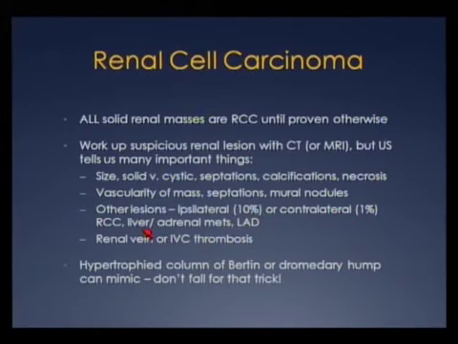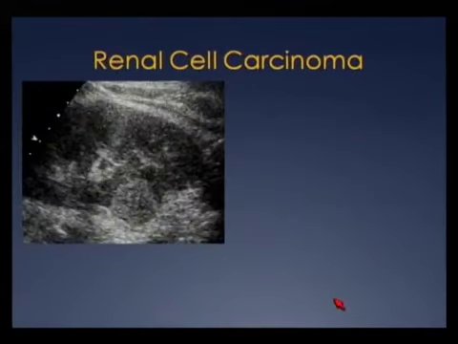Are there any lesions in the liver? Do we incidentally see adrenal lesions or adenopathy? And we have to assess for vascular patency. Is the renal vein patent? Is the IVC patent? And remember that a hypertrophied column of Bertin or a dromedary hump can mimic a renal mass, especially in the left kidney. So don't fall for that trick. Again, apply your Doppler.